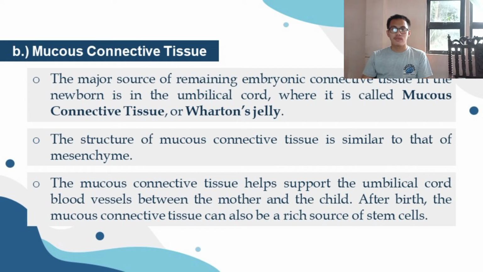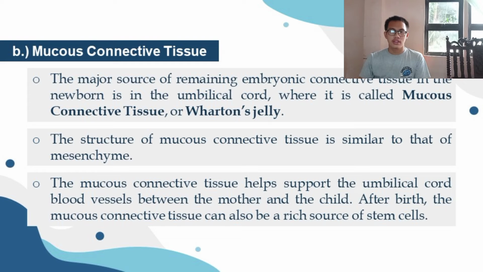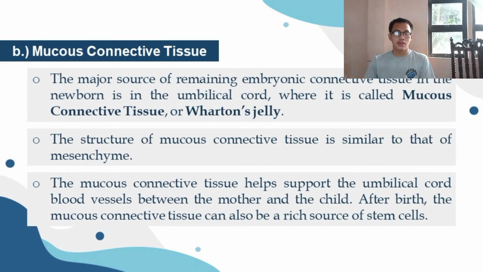The major source of remaining embryonic connective tissue in the newborn is in the umbilical cord, where it is called the mucous connective tissue or the Wharton's jelly. The structure of the mucous connective tissue is similar to that of a mesenchyme. The mucous connective tissue helps to support the umbilical cord blood vessels between the mother and the child. After birth, the mucous connective tissue can also be a rich source of stem cells.